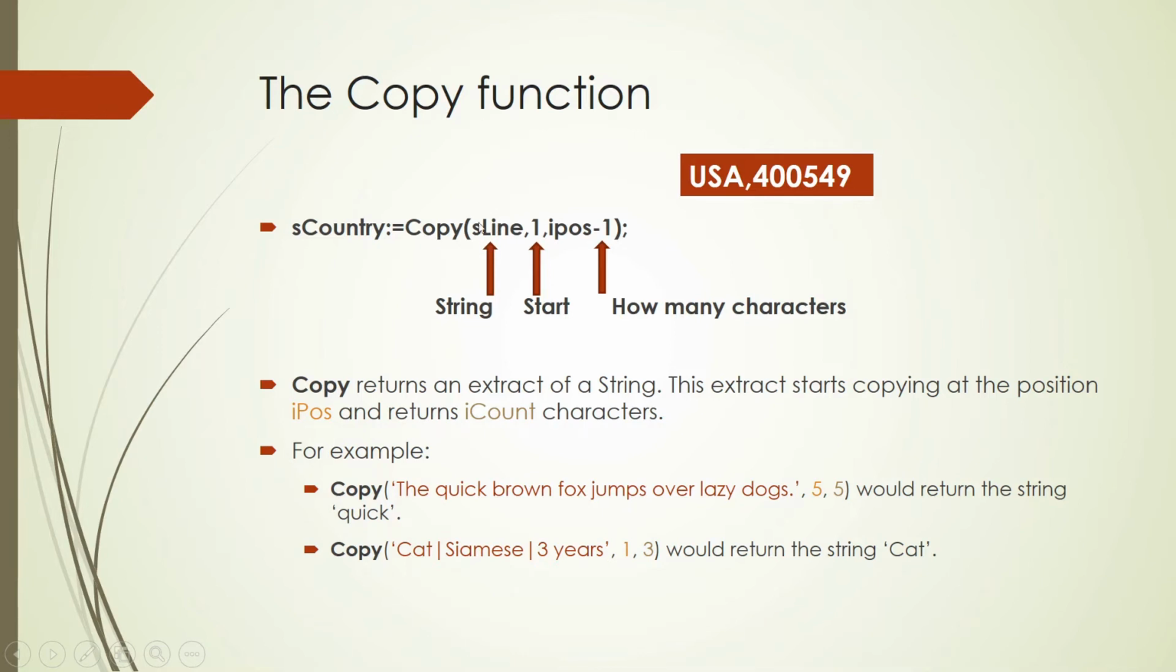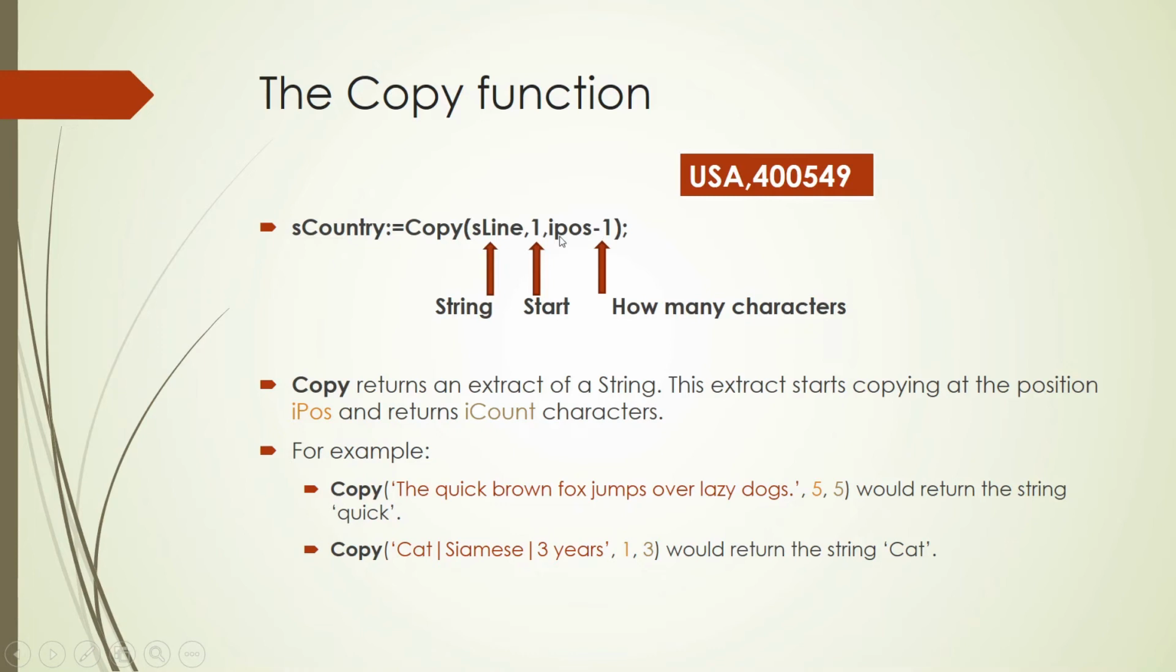So the first copy is called with 3 parameters. The first parameter is where I want to copy from. Now I want to copy from my string sline. My second parameter is my starting position. I want to start copying from position 1. Remember, strings are indexed starting at 1, and I want to copy from position 1 at index 1. And the last parameter is how many characters I want to copy.